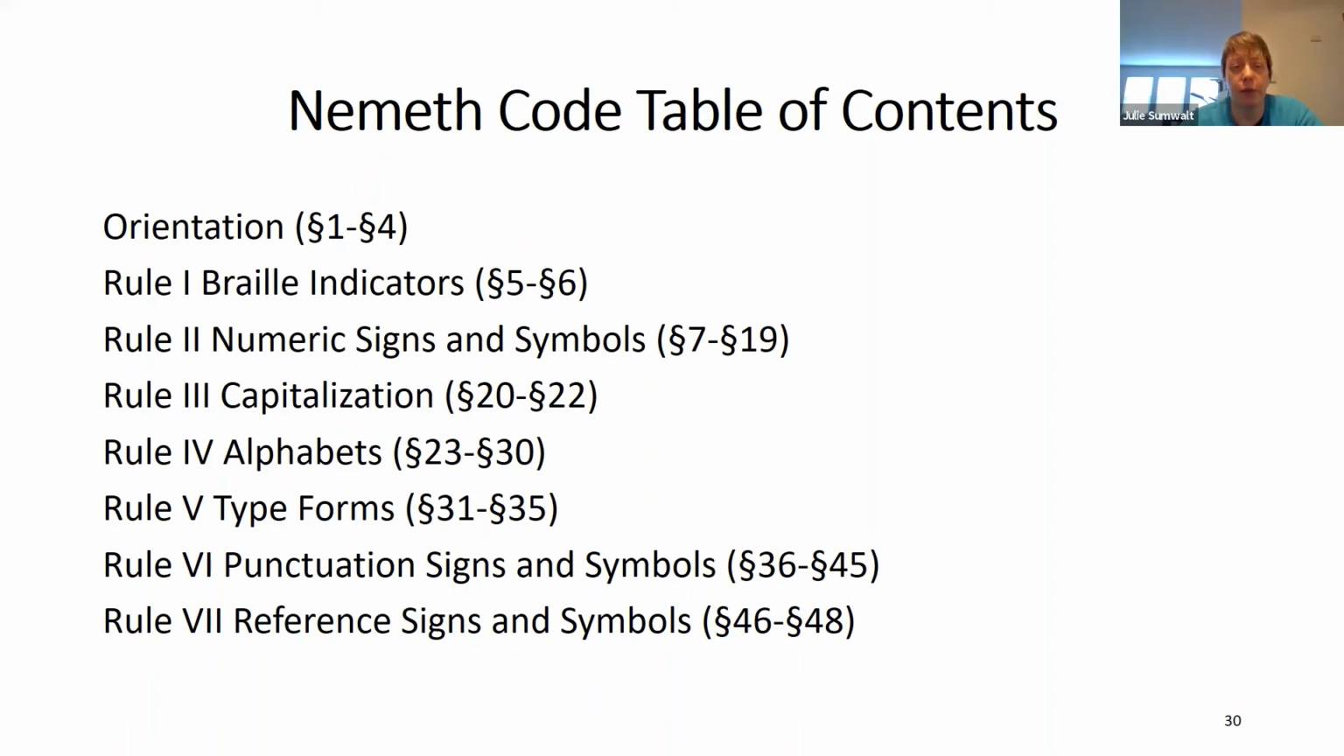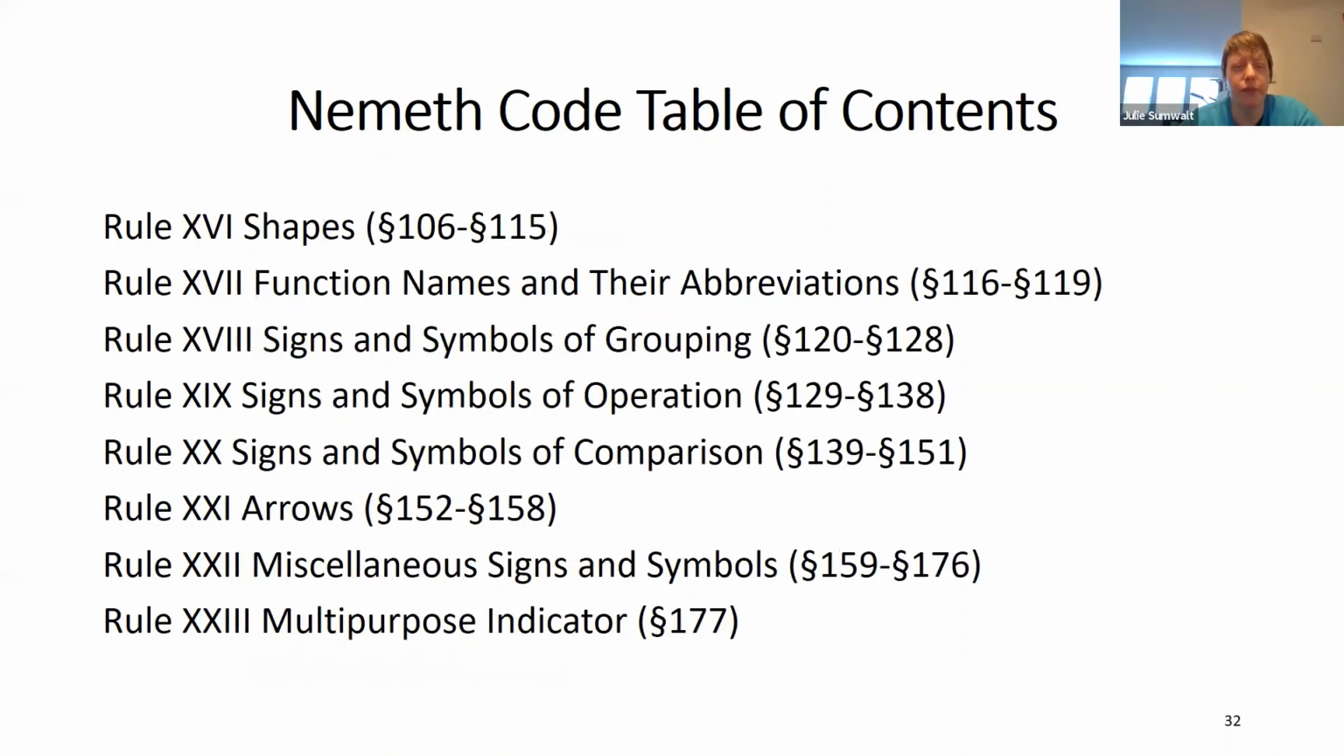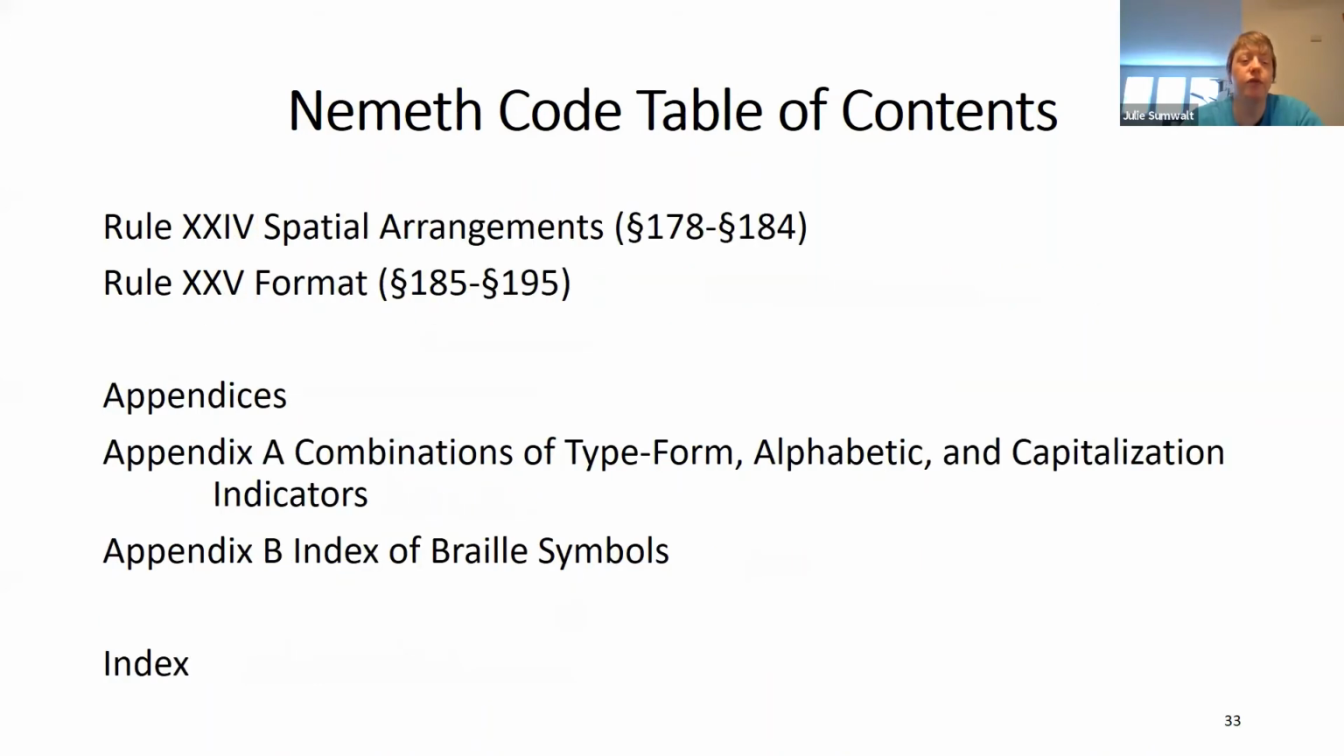It starts off with an orientation, which is important but often skipped over. Notice the Nemeth Code divides things up into rules shown with capital Roman numerals. It's a very long table of contents. It's a very large document. It finishes with 2 appendices.